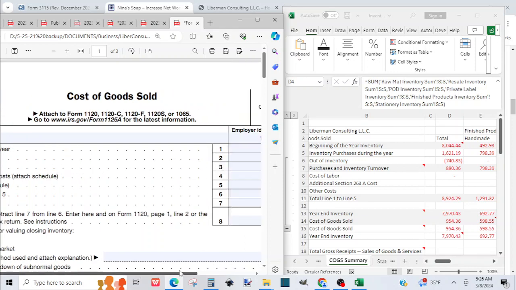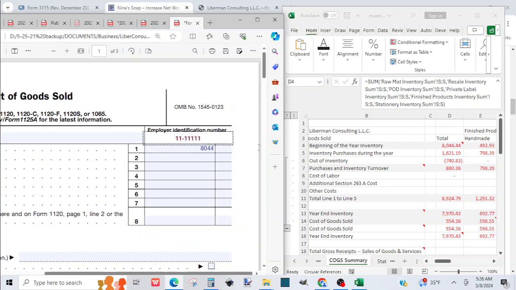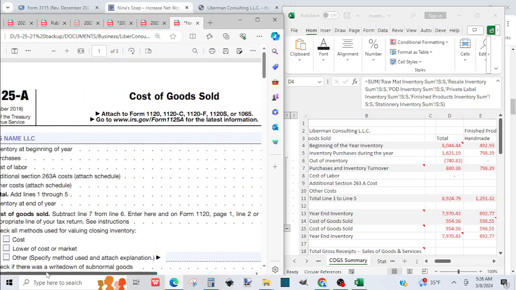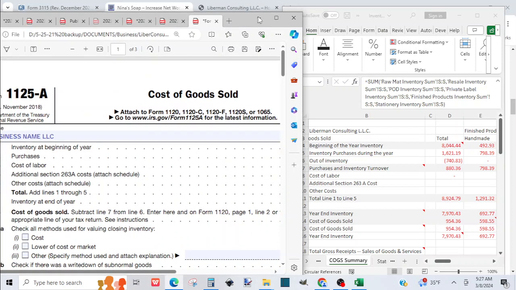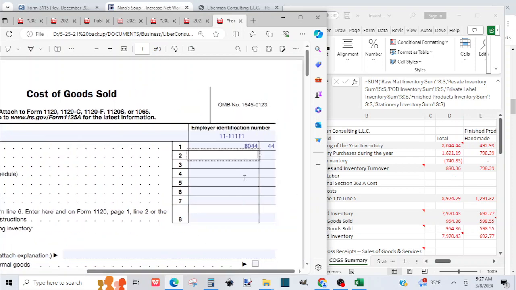So our beginning of year is going to be A044, and we can add the cents as well. So that means we'll go to that column to put the cents. So line 2, purchases. Line 2, purchases is not that clear.